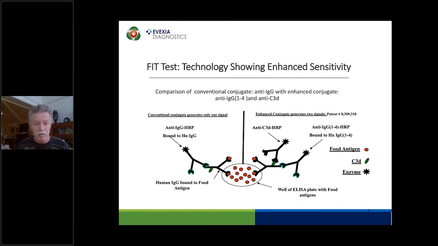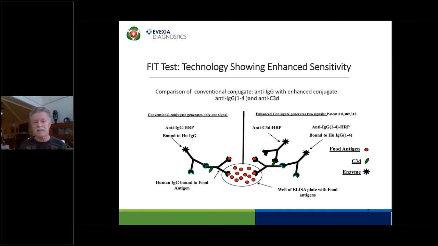But what we found is we can generate one signal for the anti-C3d HRP, and we generate one signal for the anti-human IgG. So now we generate two signals for every one signal that you get from a conventional conjugate. So you say, okay, why is that important? Well, that enhances the sensitivity at least twofold, and it also improves the specificity.